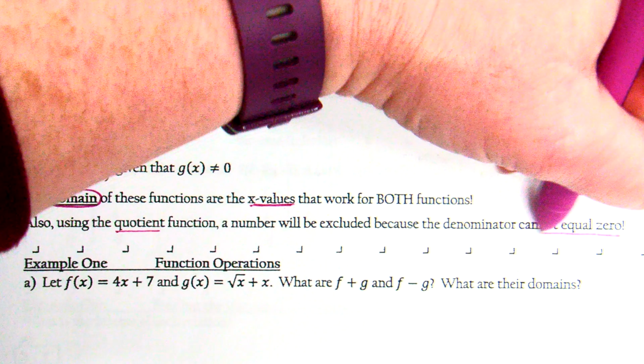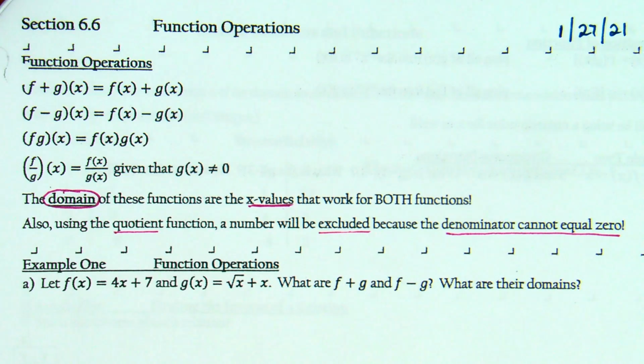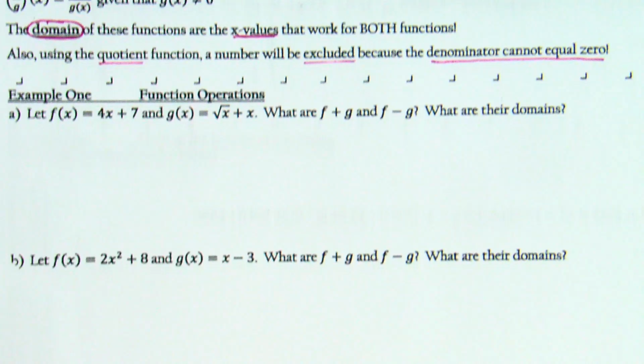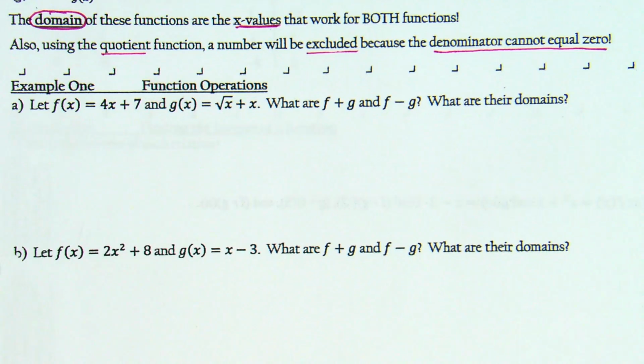So we will look at our excluded values, which, no, that comes in a later chapter when we look at more excluded values. But anytime you have fractions, you have to consider it. So let's look at example 1. Let f of x equals 4x plus 7. G of x equals square root of x plus x. 3 questions. What are f plus g, f minus g, and their domains? So technically 4 questions, but.